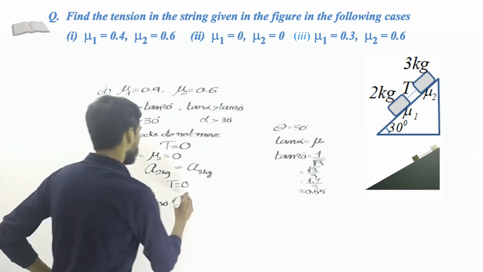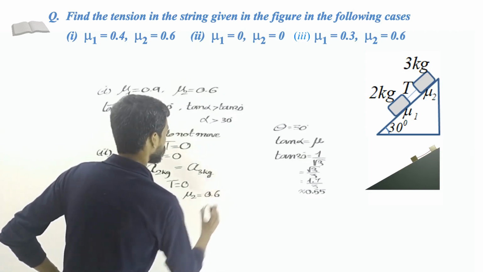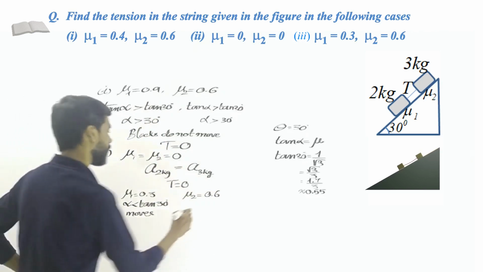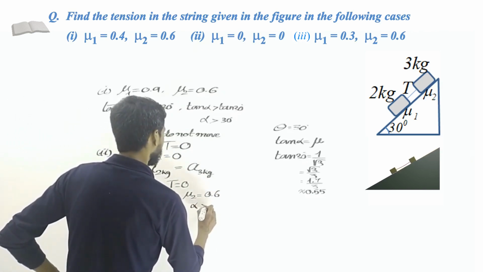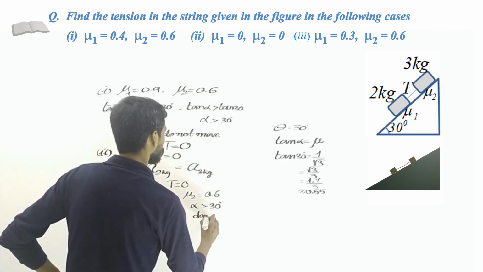Okay, now the second case, the mu2. So mu2 is given to be 0.6. So 0.6 is more than the angle of repose. So this time alpha is greater than 30 degrees. That means the object does not move.